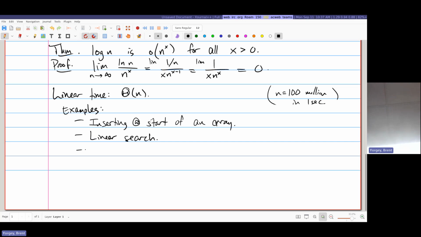Other examples I can think of for linear time? Yeah, finding the maximum or minimum value. Good, finding the max or min, or the sum of a list. Kyle, did you have another example? Grabbing one element from an array. You mean looking for it or removing it? Yes, okay, good. So inserting, and we'll say or removing from an array, because you have to shift everything else over.